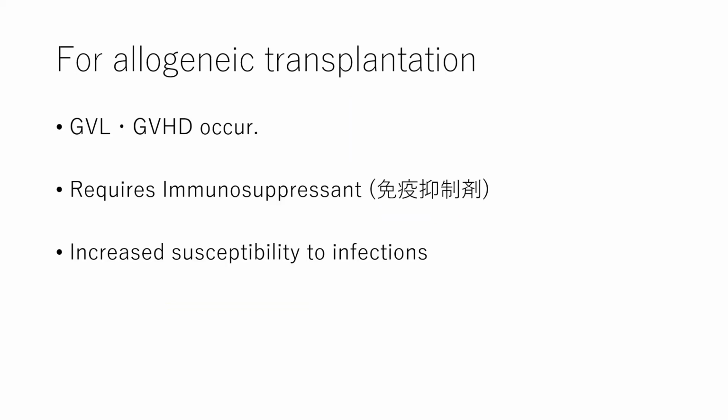In the case of allogeneic transplantation, GVL and GVHD occur. Therefore, immunosuppressive drugs need to be administered for a long time. This makes the patients more susceptible to infections.